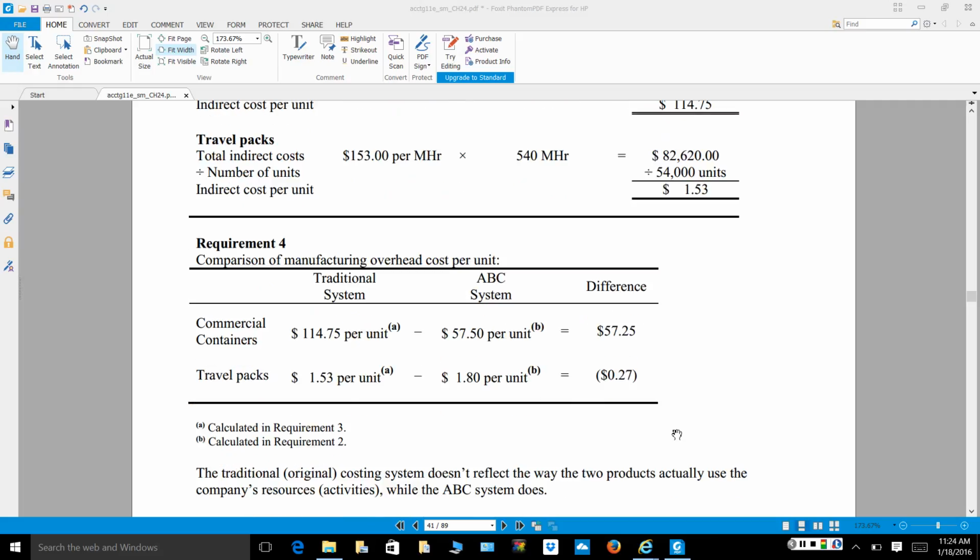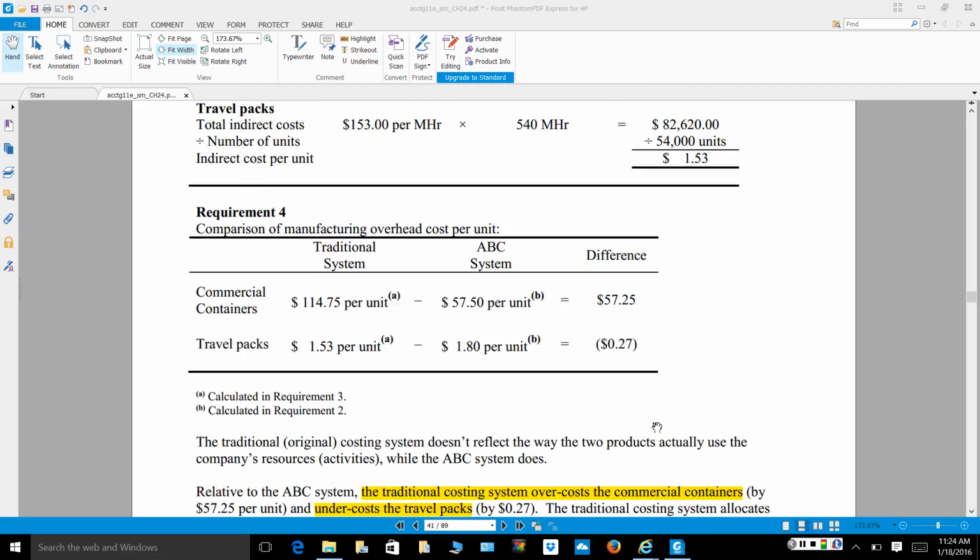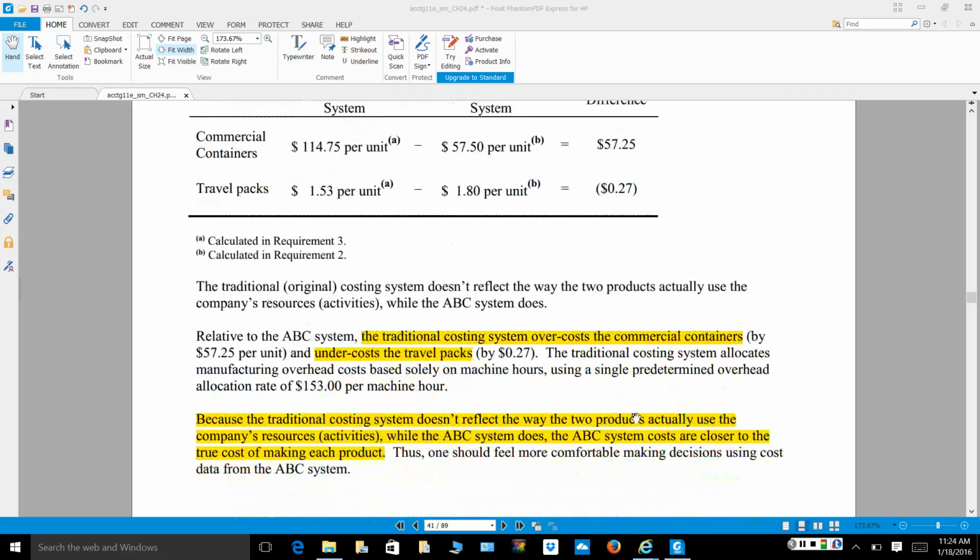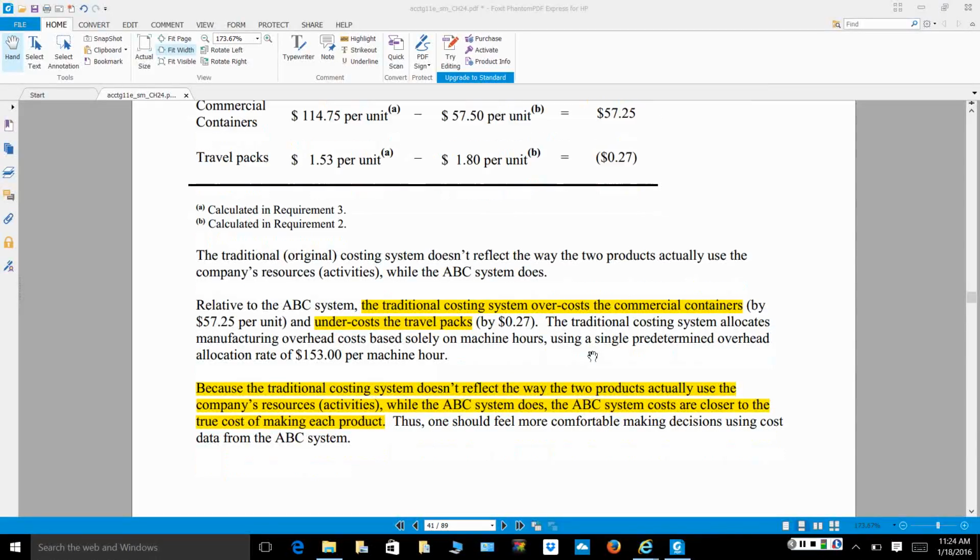But what we can see in this comparison is that the more precise cost pools we develop and the more precise cost drivers we develop, the more precisely we can allocate manufacturing overhead. And this problem is a prime example of that. The traditional costing system overcosted the overhead for our commercial containers, and slightly underpriced the travel packs. This is because the traditional costing system doesn't really reflect the way the two products are actually using our resources or our overhead in the manufacturing process like the ABC system does.